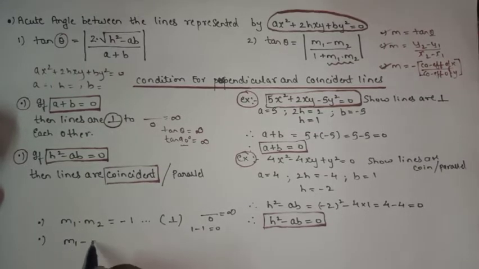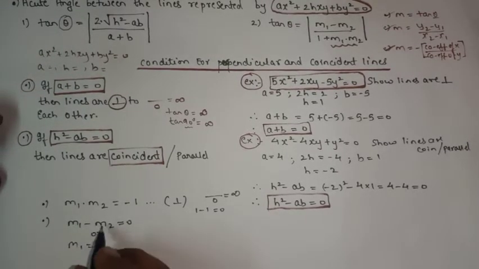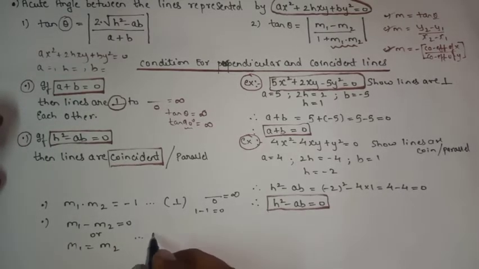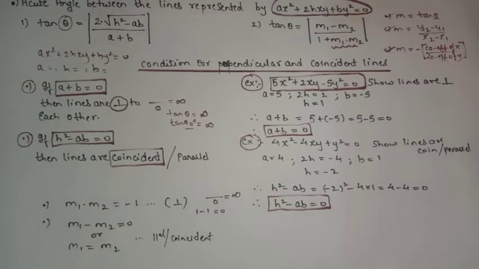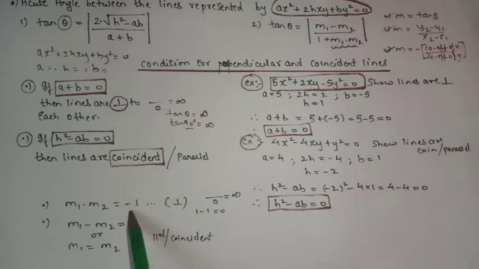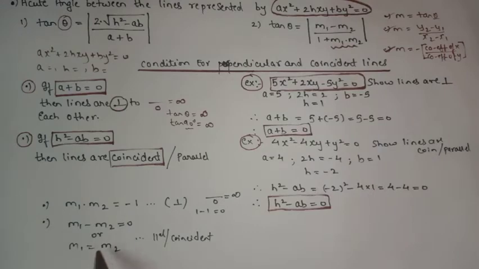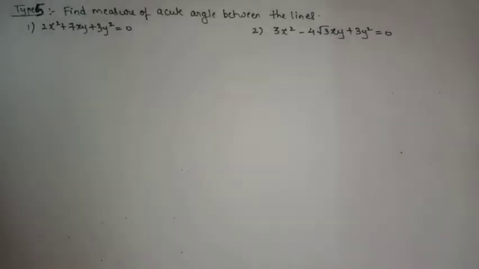If m1 minus m2 equals 0, or m1, shift this m2 over there, if m1 equals m2, we can say that it is parallel or coincident. So remember, in simple language, if the product of these two slopes m1 into m2 equals -1, the lines are perpendicular. If m1 minus m2 equals 0, that is m1 equals m2, the lines are parallel or coincident. Okay, got the idea? So now let's begin with the sums based on type number 5.